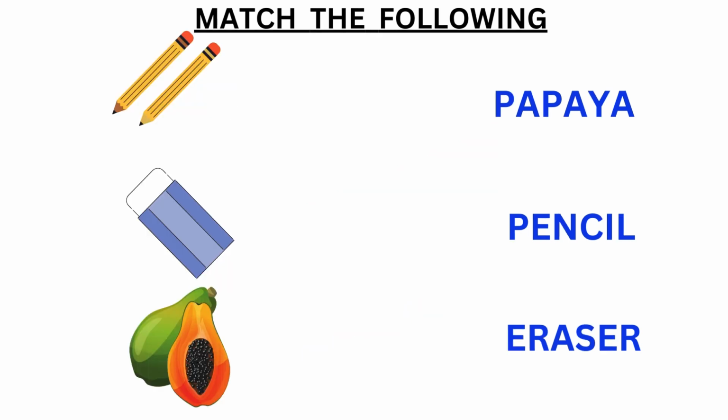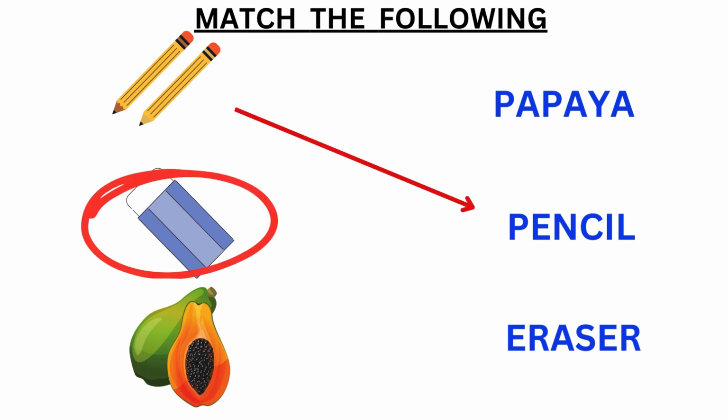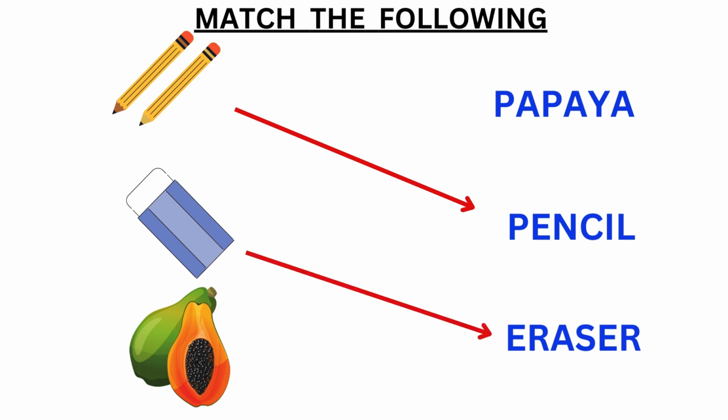On this slide, we have three different images. First, a long thin tool used for writing or drawing. What do we call this? It's the pencil. Next, a small soft tool used to remove pencil marks. What do we call this? It's the eraser.